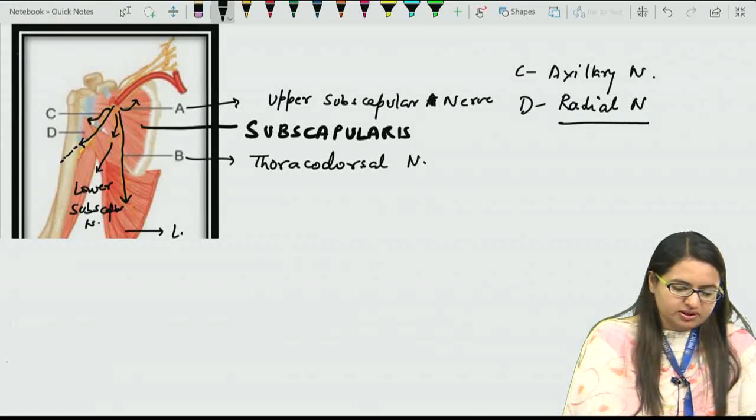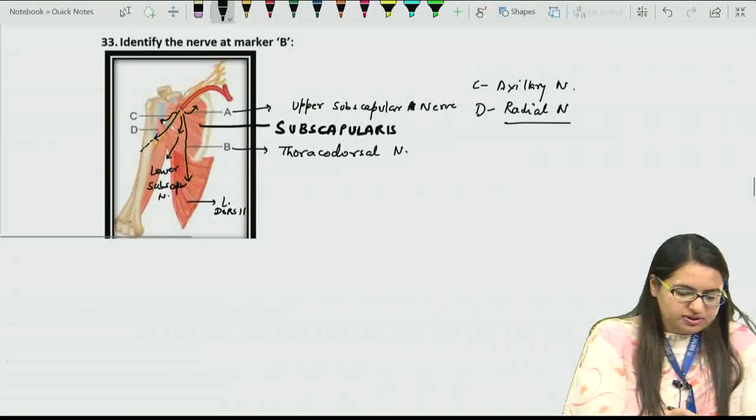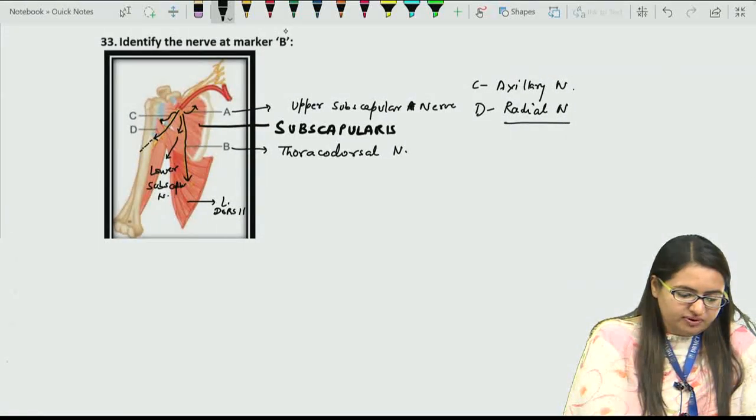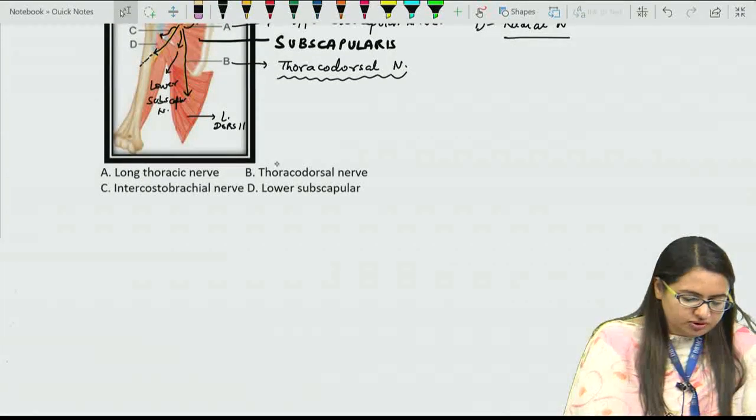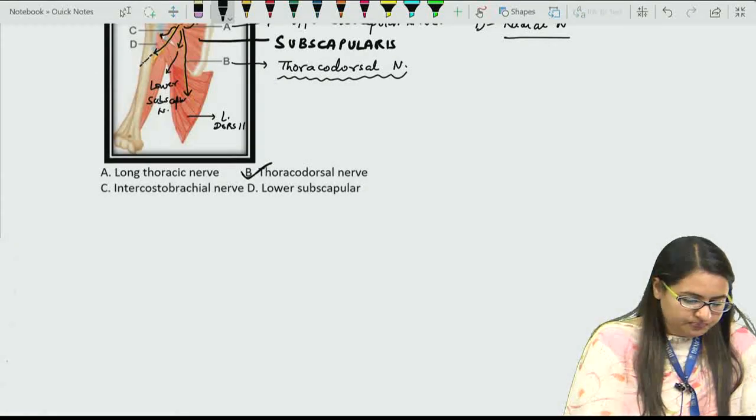All these nerves are branches of the posterior cord, and the question says you have to identify the nerve at marker B. B is the thoracodorsal nerve for the latissimus dorsi. The answer for this question will be B, that is the thoracodorsal nerve.